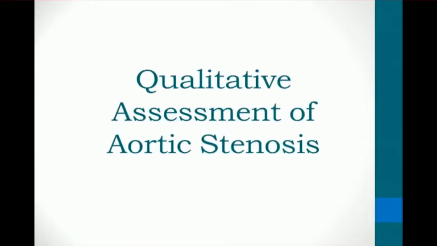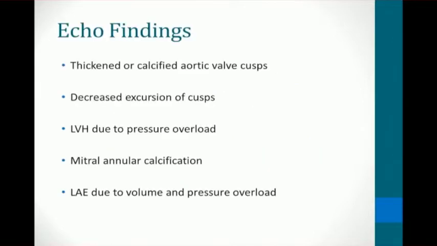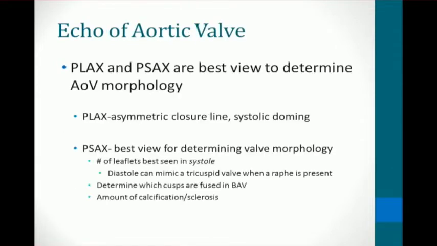Looking qualitatively at aortic stenosis on echo, we find a chunky aortic valve with decreased excursion of the cusps, left ventricular hypertrophy, left atrial enlargement, and many times additional calcification on the annulus of the mitral valve. To interrogate the morphology of the aortic valve, the parasternal long and short axis are the best views. Parasternal long axis may demonstrate an asymmetrical closure line, typically found in bicuspid aortic valves, or systolic doming indicative of aortic stenosis.